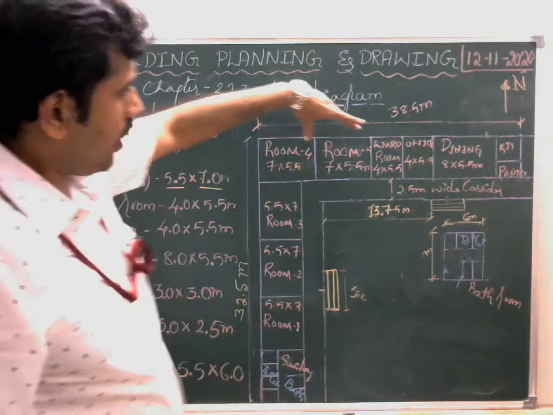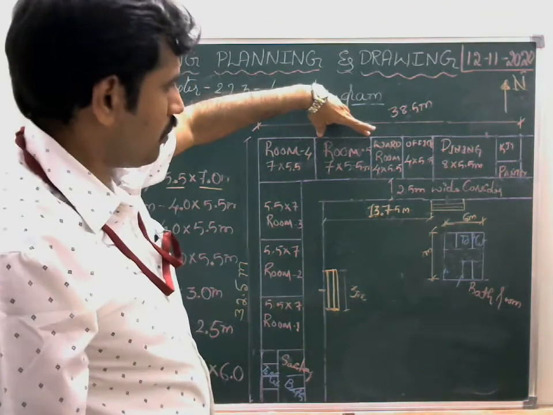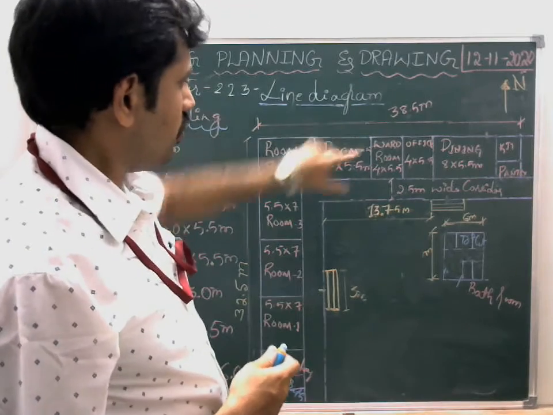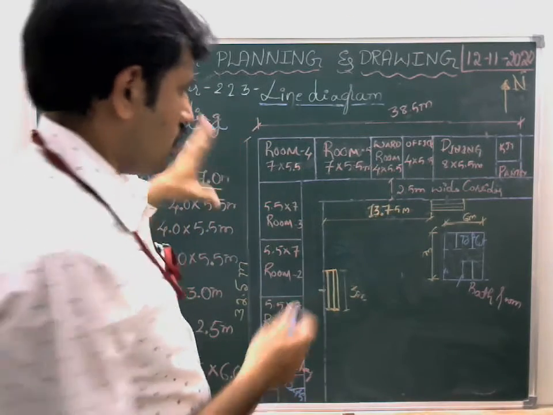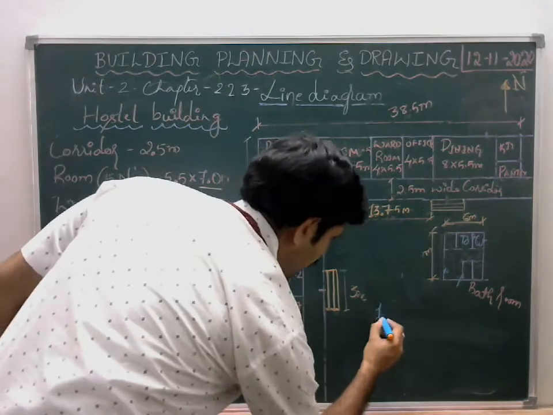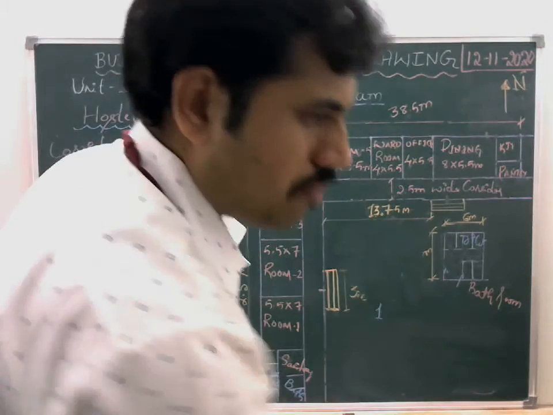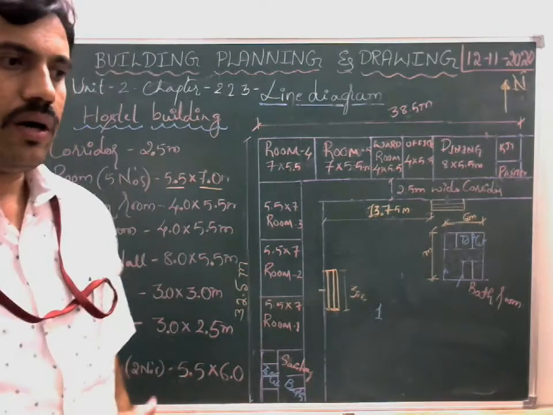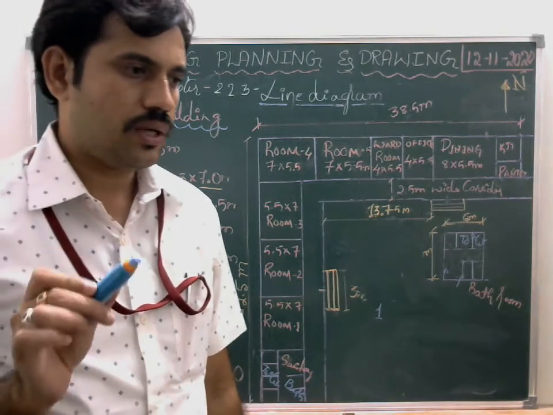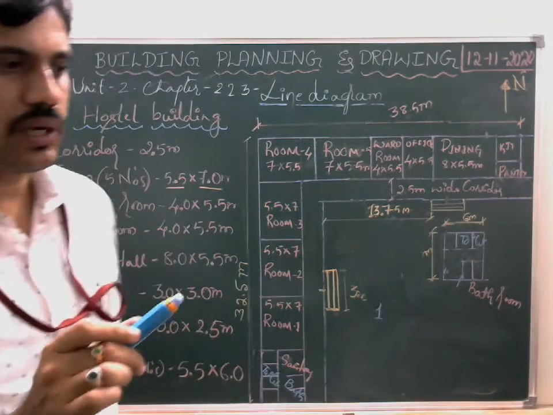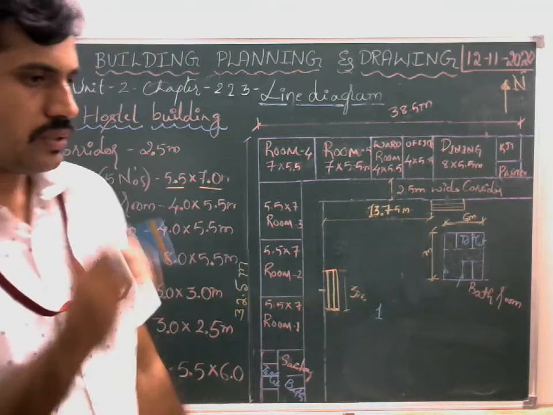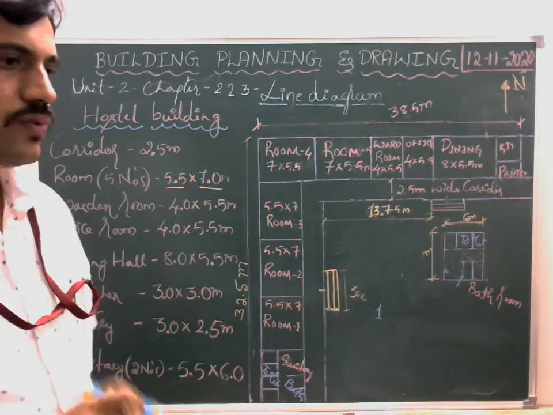So here what you people have to do is draw to scale. I will explain how we are going to take the scale. Here we are going to read out the problem: prepare and draw a line diagram to a scale of 1:100 for a hostel from the given requirements. Provide suitable size and positions of openings. They have mentioned a scale of 1:100.